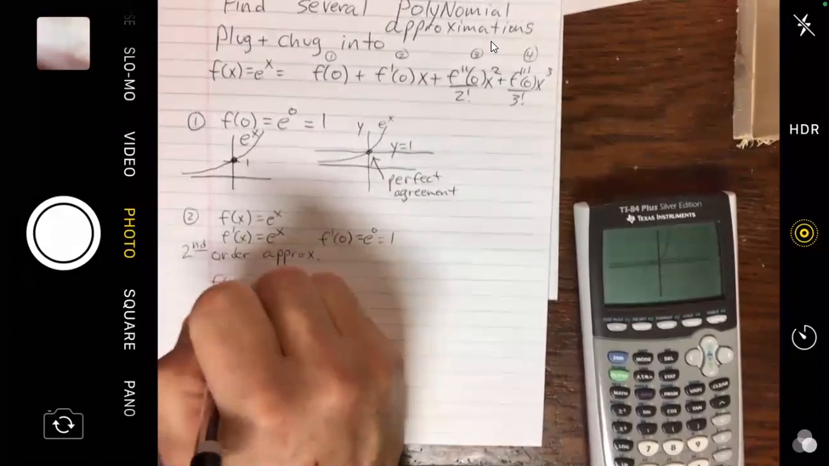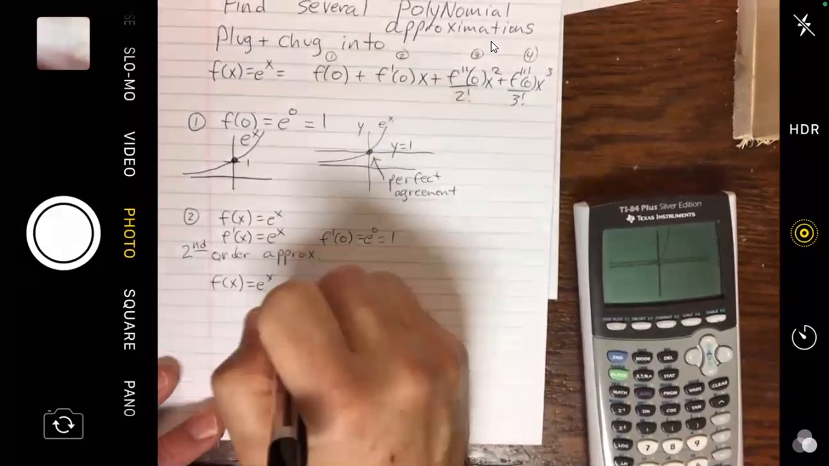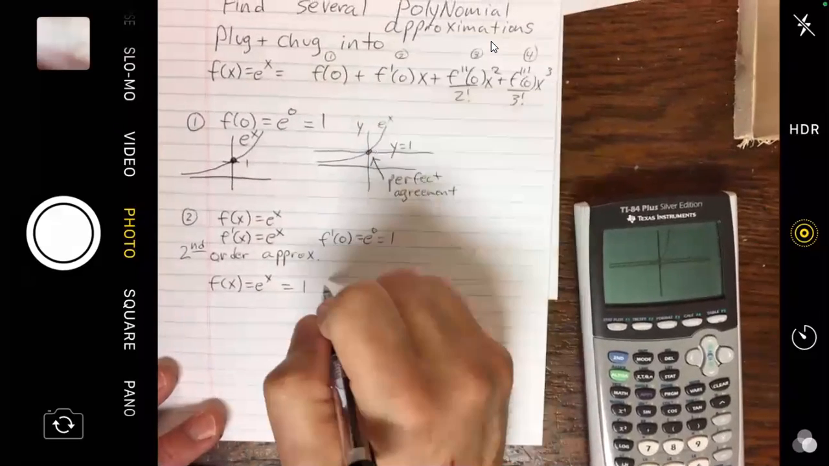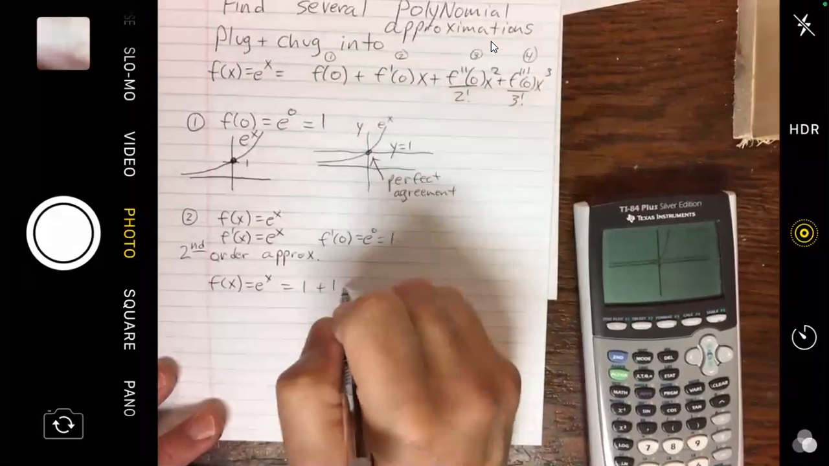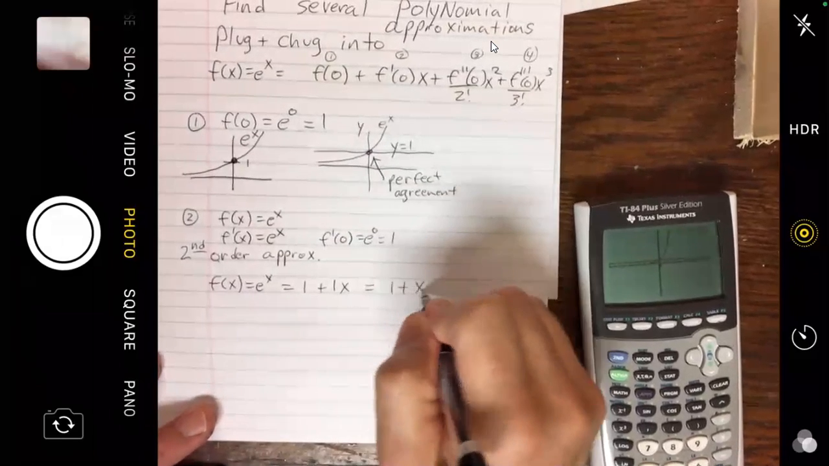F of x is e to the x. See, now I'm plugging and checking. My f of 0 is 1. F prime of 0 is 1 and times x. In effect, 1 plus x.